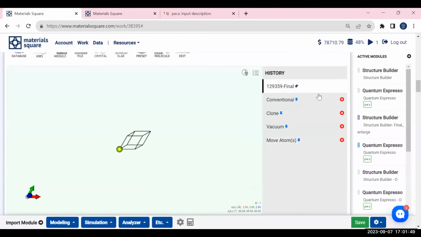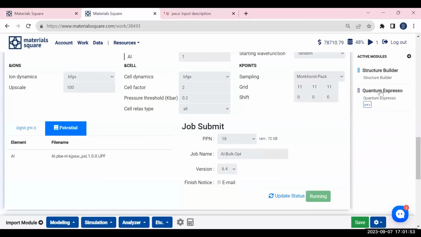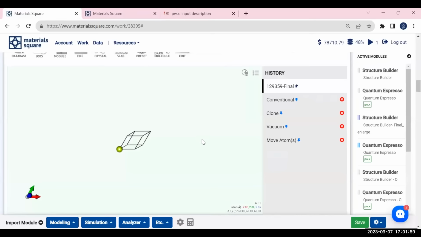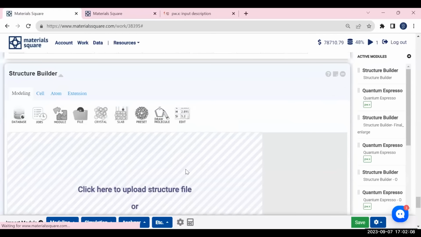So how do I call the final structure calculation? Again, because the calculation is not yet done here and would take time, since this is a DFT calculation, I will show you. I will make another module, which is the structure builder, okay? Structure builder in here.